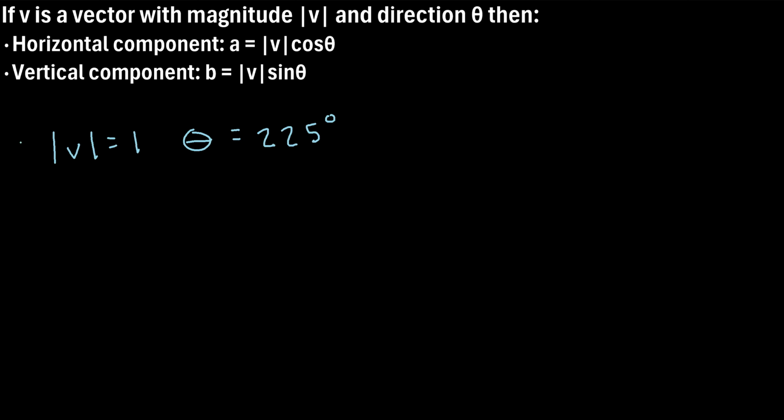All right, let's try another one. Let's say we're told that some vector has a magnitude of 1 and a direction of 225 degrees. How can we find the horizontal component and vertical component of this vector? Well, let's start with the horizontal component. We have a is equal to the magnitude times the cosine of theta. So we're told that the magnitude is just 1 and the theta is 225. So we need to find what is the cosine of 225.